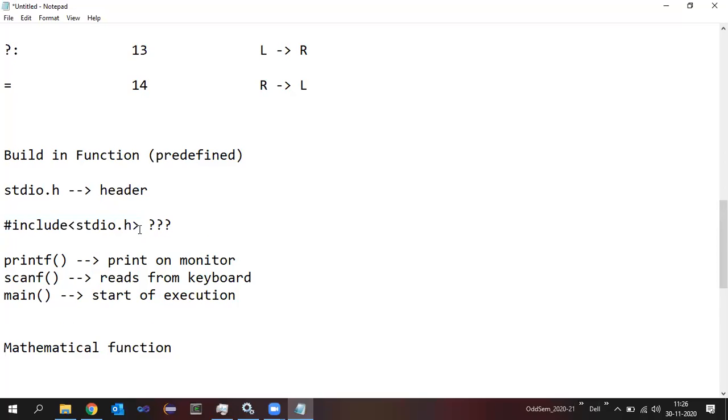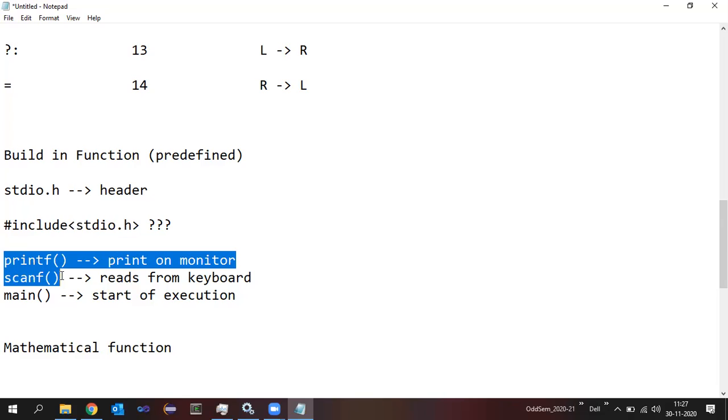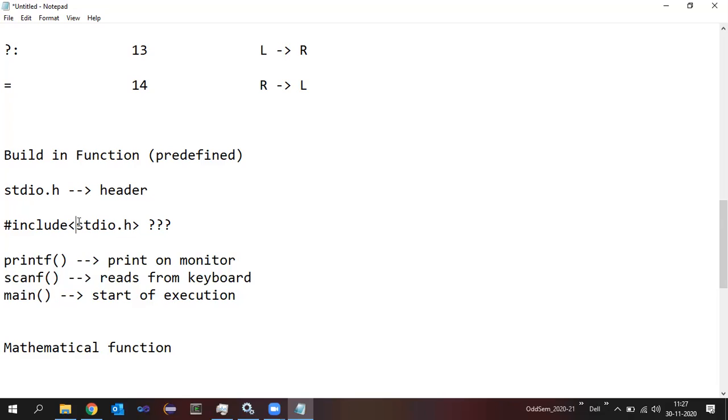It's just a repetition for you students. I have already explained this. What is the meaning of hash include stdio.h? It means stdio.h is one of the header files. Why are we including it? Because in the program we might be using printf statements, scanf functions, or the main function. All these are present in the stdio.h header file. That's why we are including it.